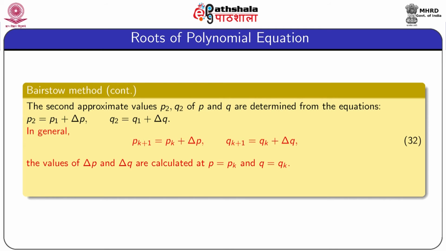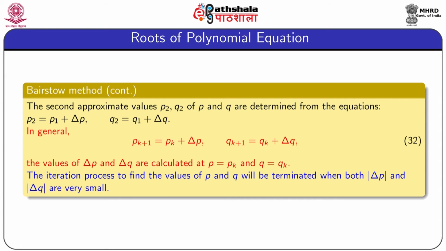In general, the k plus 1 iterated value of P is Pk plus 1 equals Pk plus delta P, and Qk plus 1 equals Qk plus delta Q, where the values of delta P and delta Q are calculated at the previous iterated value, that means at Pk and Qk. The iteration process to find the values of P and Q will be terminated when both the absolute value of delta P and the absolute value of delta Q are very small, that means they are very close to 0, that means the amount of error is 0.